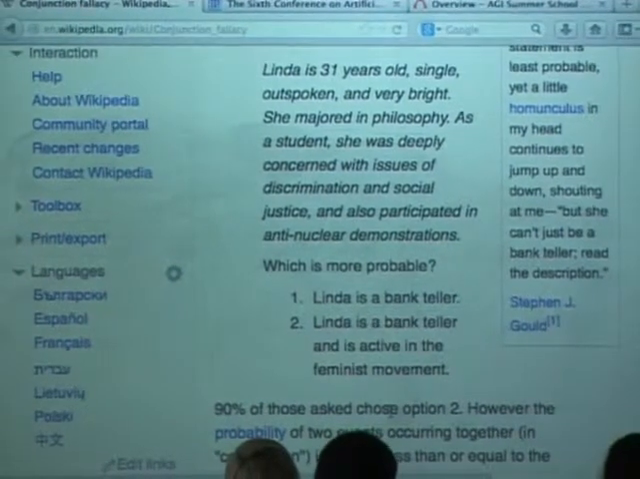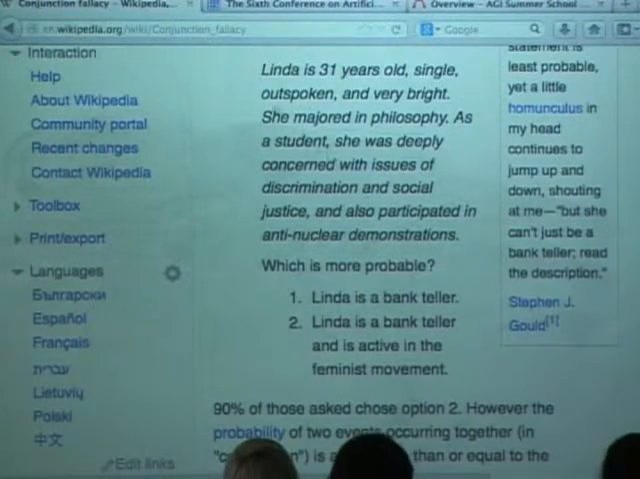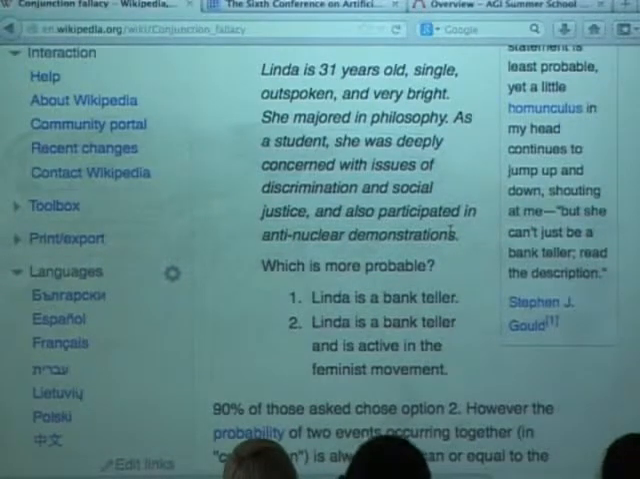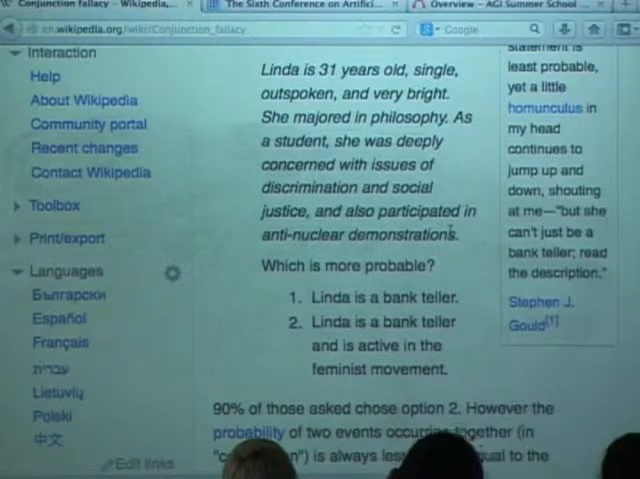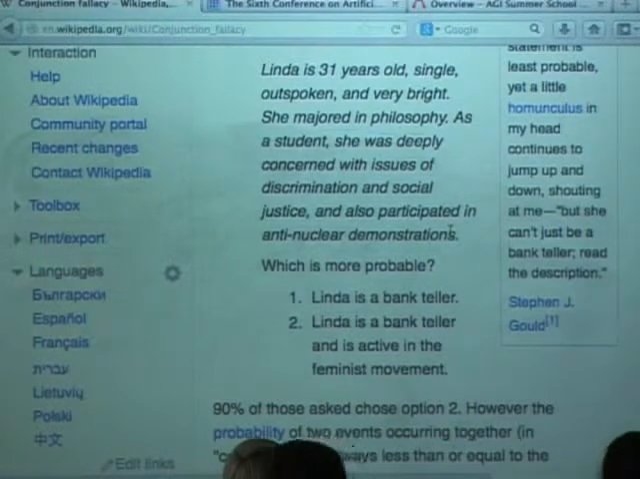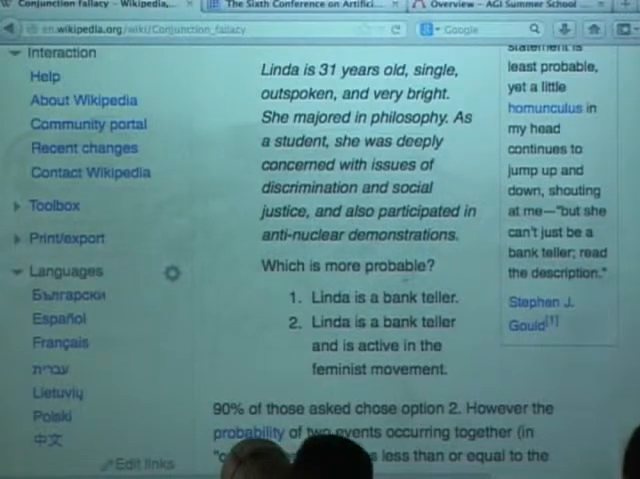There is a description about a certain lady called Linda. Then we can ignore the detail, okay? The interesting thing is then they ask subjects of their psychological experiments 2 questions. Which is more probable? Whether Linda is a bank teller is more likely to be the case, or Linda is a bank teller and is active in the feminist movement.